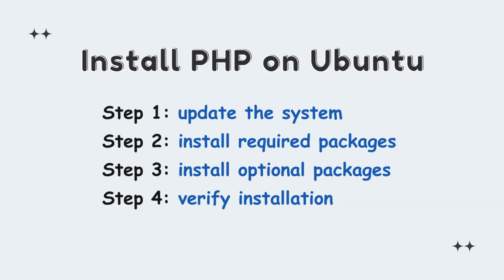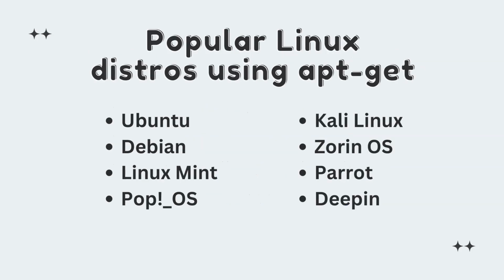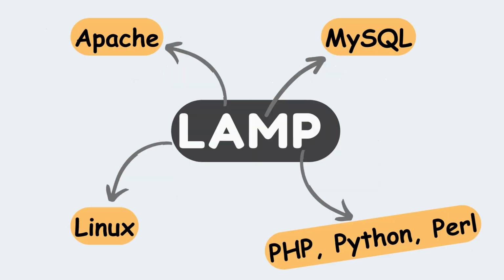For this demo, I am using Ubuntu 22, but you can also follow these steps on all those Linux distributions where we can use apt or apt-get to install packages. For instance, here are some of those Linux distributions where you can follow the same sequence of steps to install PHP. Mostly, people use PHP as part of the LAMP stack along with Apache Web Server and MySQL.